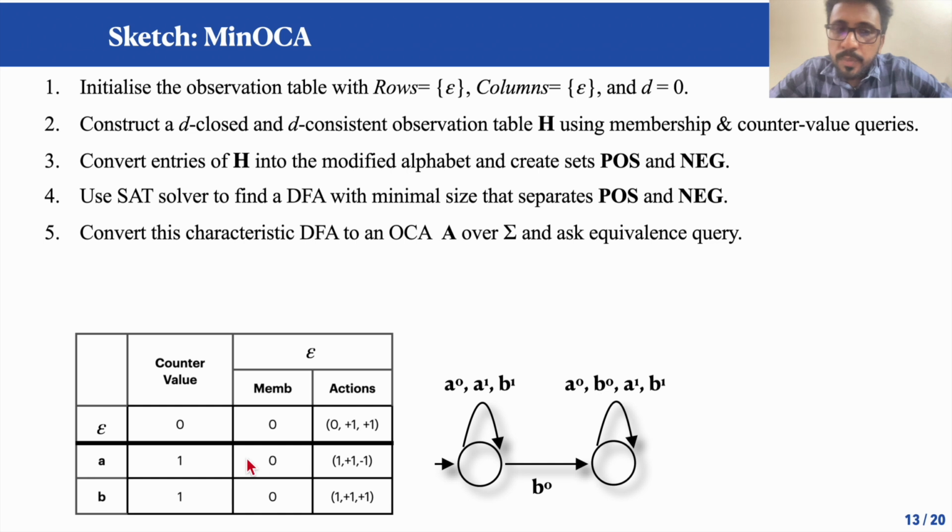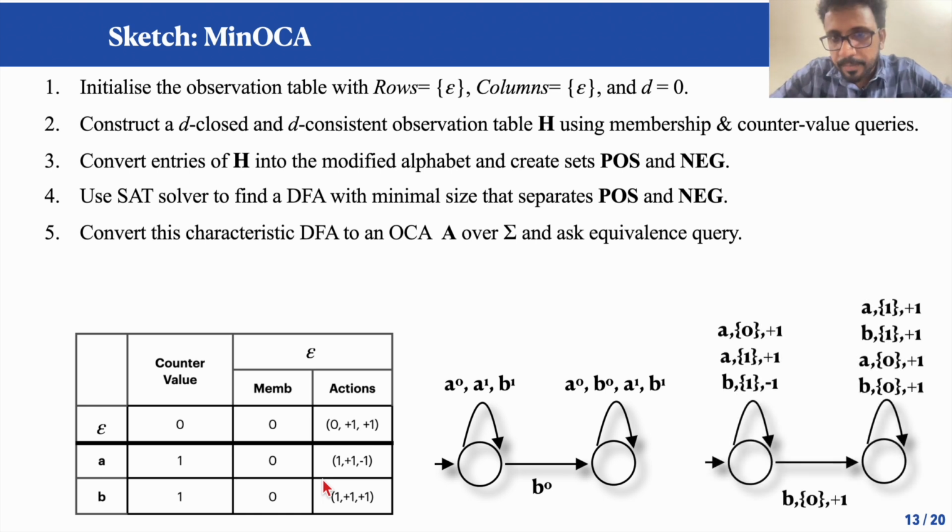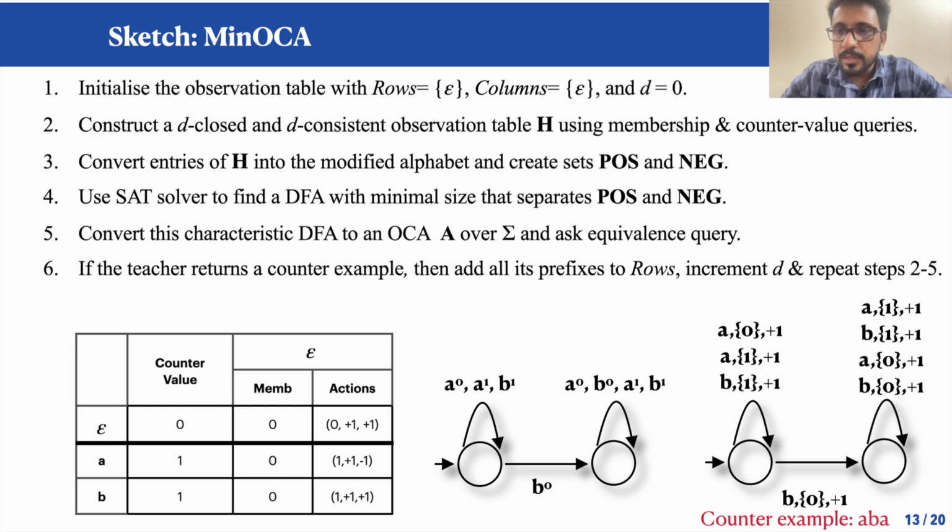Now what will you do? You will look at your observation table and from this characteristic DFA you will put the counter actions back to get a DROCA. Once you have this DROCA, you give this DROCA to the teacher and ask a minimal equivalence query. The teacher will either respond yes. If the teacher responds yes, you are done, you have learned the right DROC, or the teacher will return a minimal counterexample. So in this case, the teacher returns a counterexample ABA.